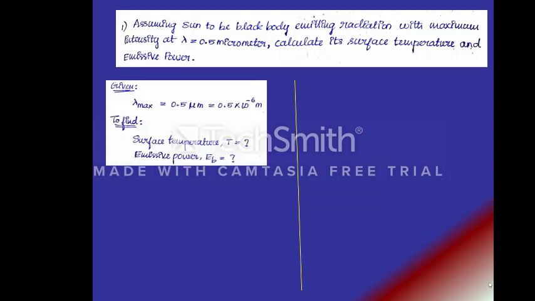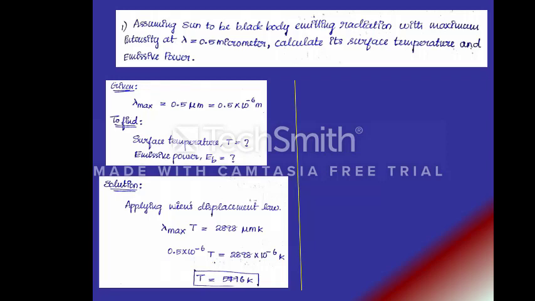So what is given in the problem? First thing is, you can assume the sun to be a black body. So you can use all the formulae applicable for a black body. Then it says its maximum intensity of radiation occurs at 0.5 microns. That means lambda max is equal to 0.5 microns. To convert that into meter, multiply it by 10 power minus 6. We have to calculate its temperature and emissive power E suffix B.